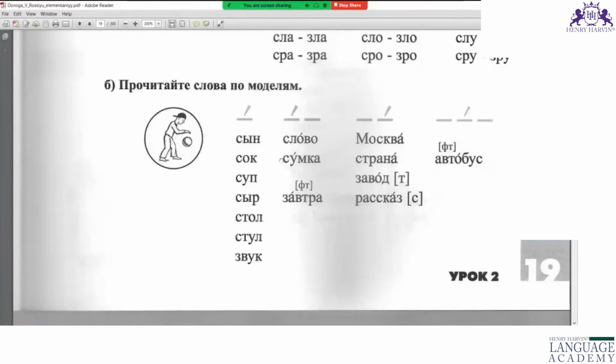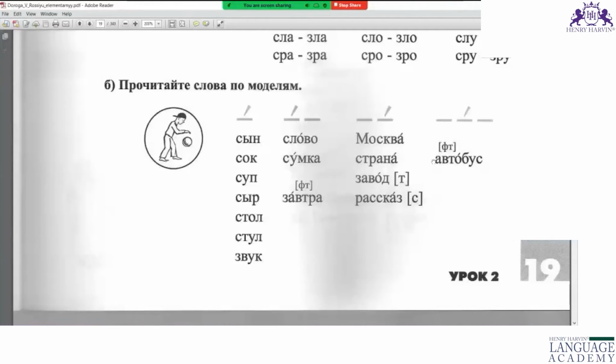Сумка, завтра. I will explain this rule a little bit later. Завтра. Yes, I will explain why these letters are written here. But Maria, read the next words. Москва, страна, завод, рассказ.